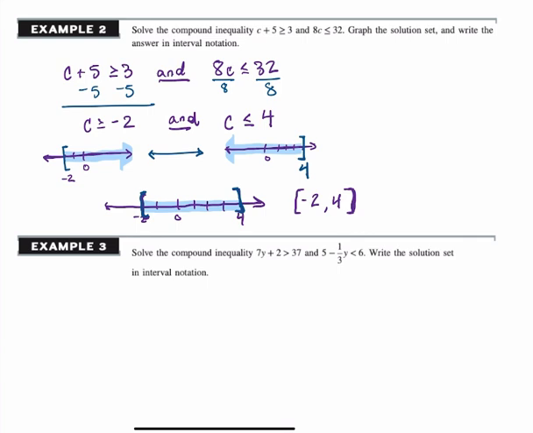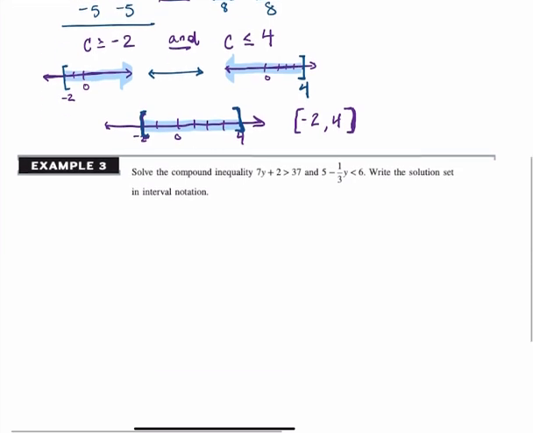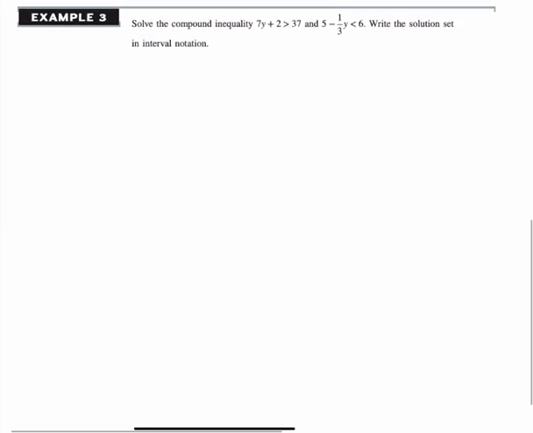Let's see another example. So this says, solve the compound inequality 7y plus 2 is greater than 37, and 5 minus 1/3 y is less than 6. So let's go through that process again. We'll solve the left side, look at the answer, solve the right side, look at the answer, and think about merging these together.